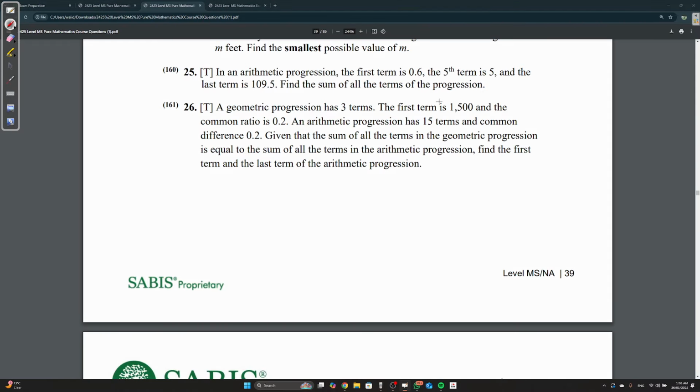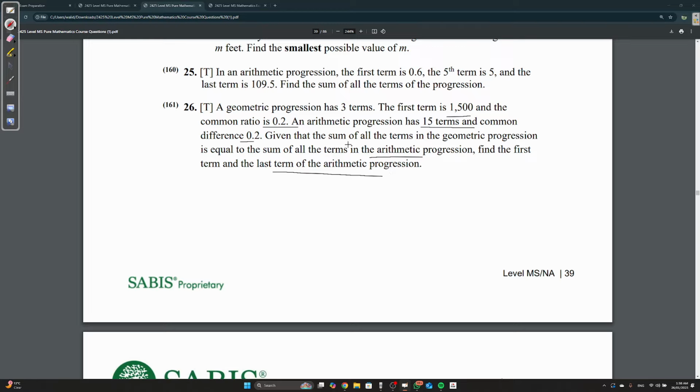Okay, question 26. A geometric progression has 3 terms. The first term is 1500. The common ratio is 0.2. An arithmetic progression has 15 terms and common difference 0.2. Given that the sum of all the terms of the geometric progression is equal to the sum of all the terms of the arithmetic progression, find the first term and the last term of the arithmetic progression.